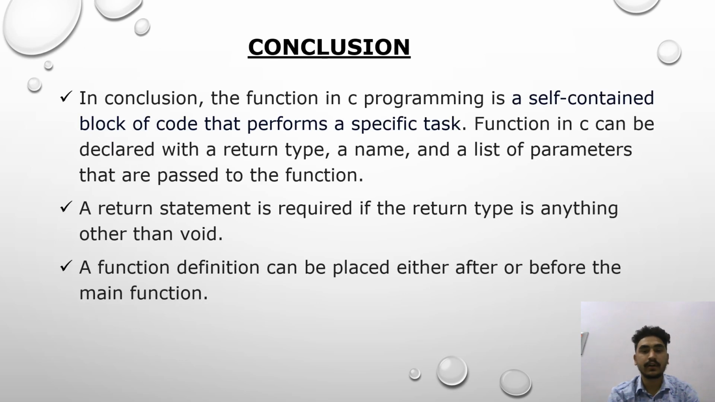And last, conclusion. In conclusion, a function in C programming is a self-contained block of code that performs a specific task. A function in C can be declared with a return type, a name and a list of parameters that are passed to the function. A return statement is required if the return type is anything other than void. A function definition can be placed either after or before the main function.